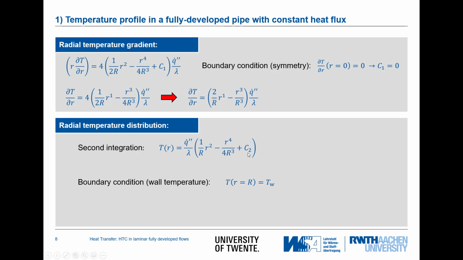Again we introduce a new integration constant C2. If we want to solve for C2, we use the other boundary condition as mentioned before for the wall temperature. So we have here the T at the location r equal to large R, so at the pipe wall we have T wall. If we include this in the equation, we can solve for C2. I don't want to explain everything in detail. You can look at the slides later on. You see that there is an explicit equation for C2 depending on the wall temperature.